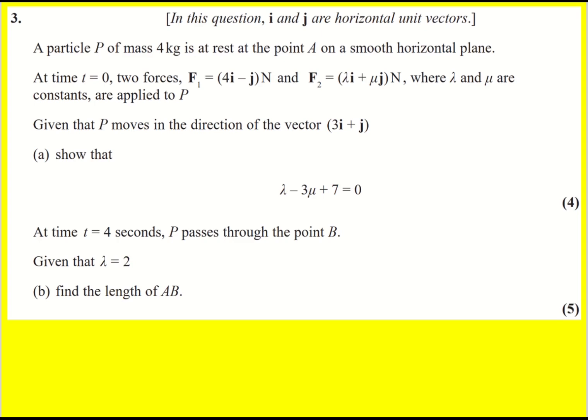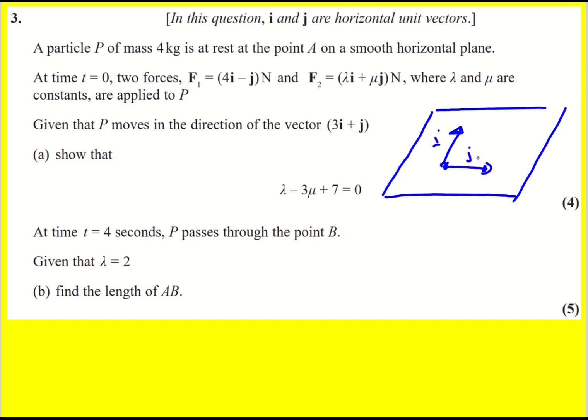In this question, i and j are horizontal unit vectors. So what that is saying is it's like we're on a table. Here's our particle, and i is going in this direction and j in this direction. It's not like j is going up vertically from the table, which is quite often used as the y-axis. It's horizontal, and then it would be k that would be going out of the table. We don't have to worry about that because we're only moving in 2 dimensions.